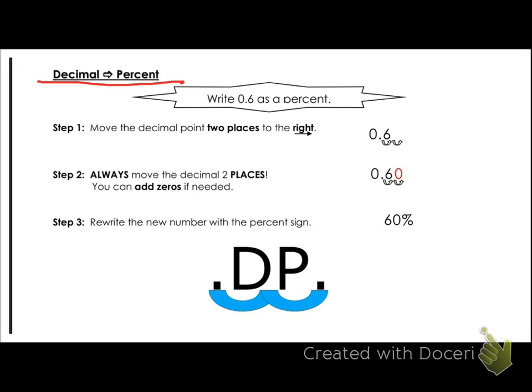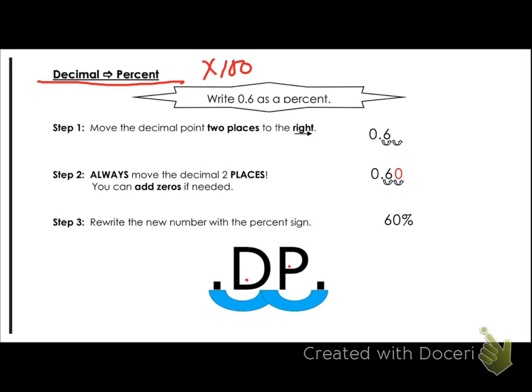So let's say that we need to convert decimals to percent. We're given the decimal, and we need to change it into a percent. I always have kids use what I call the Dr. Pepper method. DP, Dr. Pepper, decimal to percent. What you're really doing when you are converting decimals to percents is multiplying by 100, and there's a simple way to do that by simply moving the decimal point.